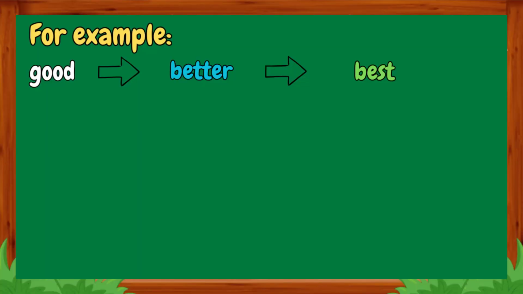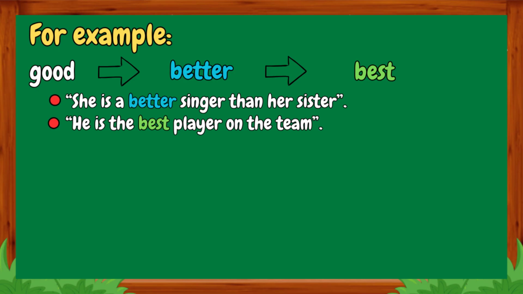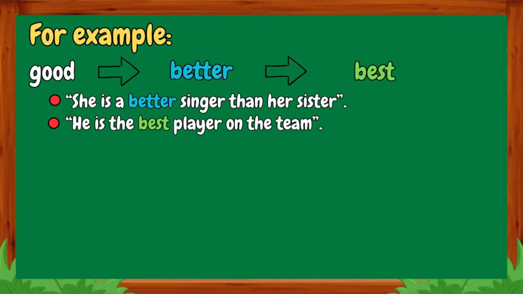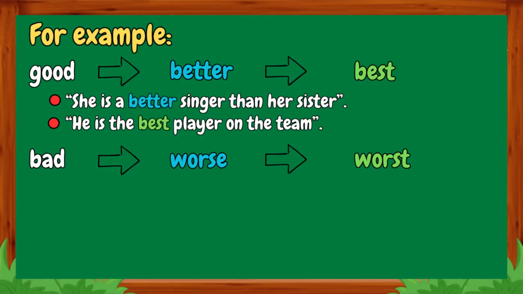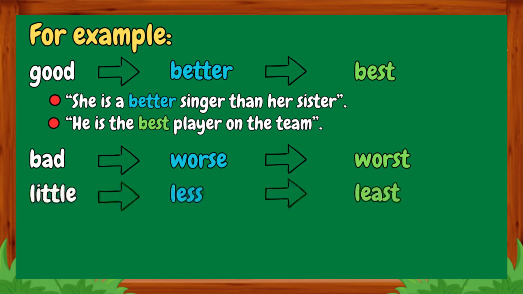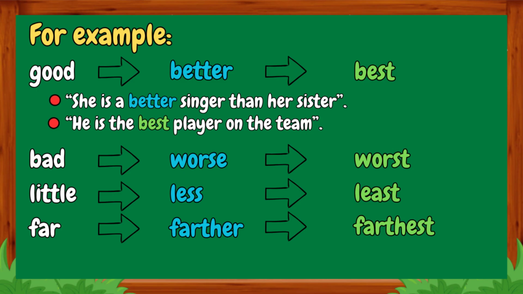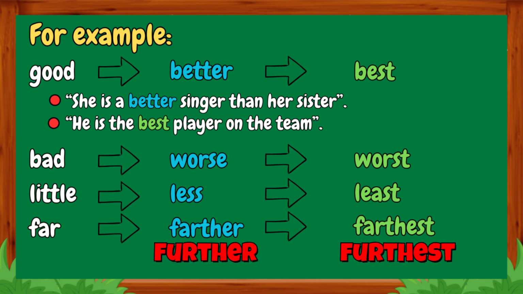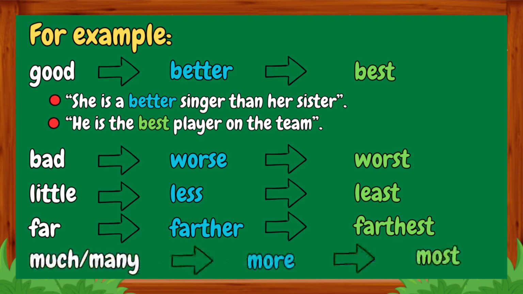Good, better, best. She is a better singer than her sister. Of course, we are comparing two things, comparative adjective. He is the best player on the team. The superlative one, he is compared to all the players on the team, more than two. Let's look at our final examples. Bad, worse, worst. Little, less, least. Far, farther, we can also say further, farthest or furthest. And the last one, much, many, more, most.